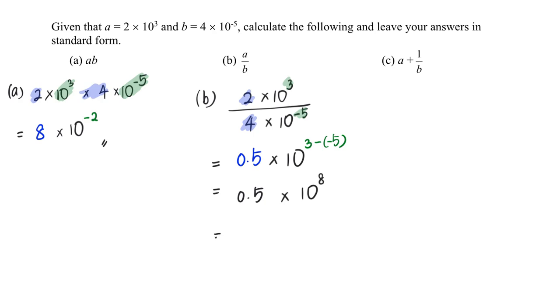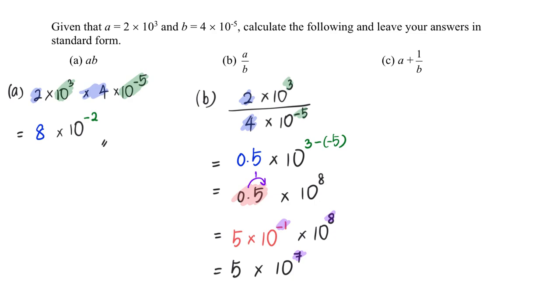And 0.5, I'm going to rewrite as 5 times 10 power negative 1, because the decimal place goes back by 1 time. Not forgetting my 10 power 8. Final answer, 5 times 10 to the power of 7, because negative 1 plus 8, same base, will give me 7.